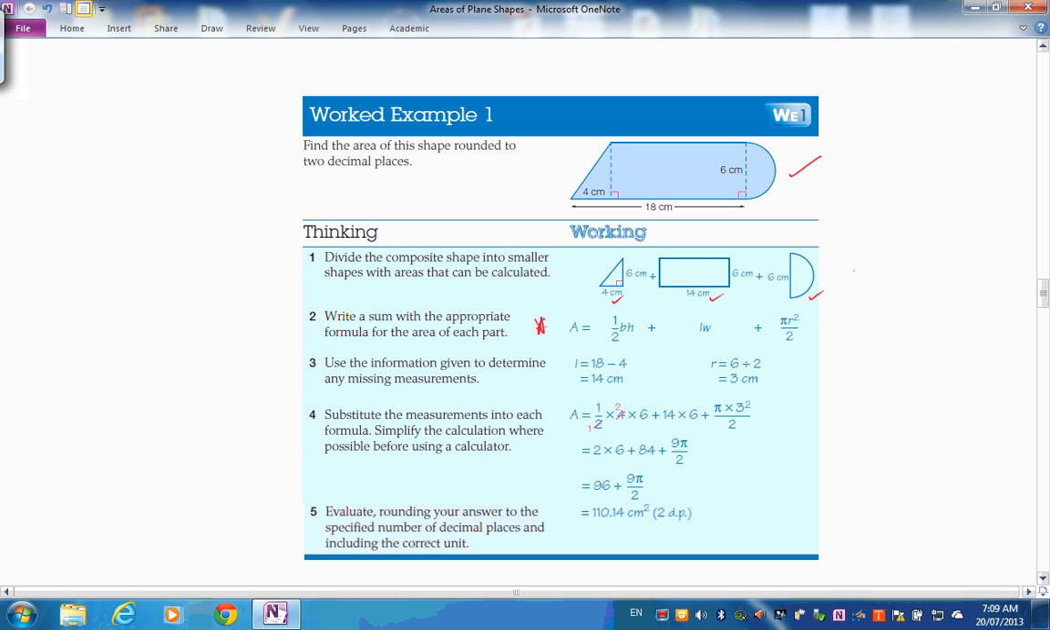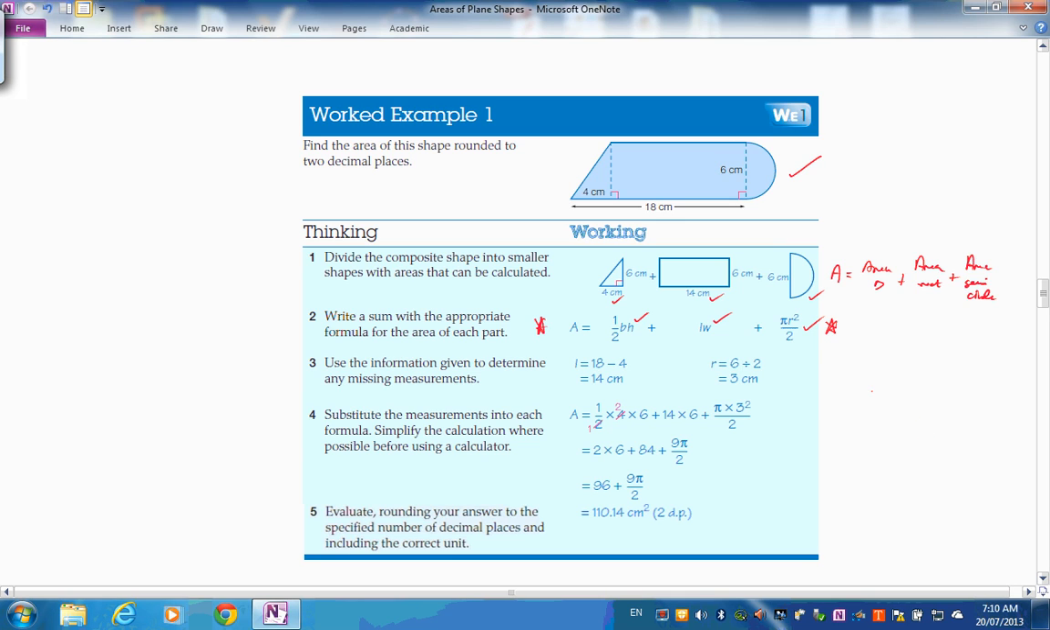So if you don't want to draw it, you could put A equals area of the triangle plus area of the rectangle plus area of the semicircle. You could write it. It's always a good idea to do that. And then put down the formula for each part. Area of triangle, half base times height. Area of a rectangle, length times width. Area of semicircle, half pi r squared.